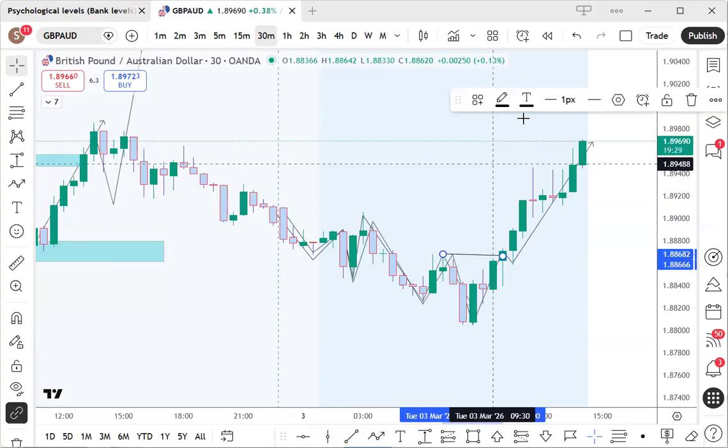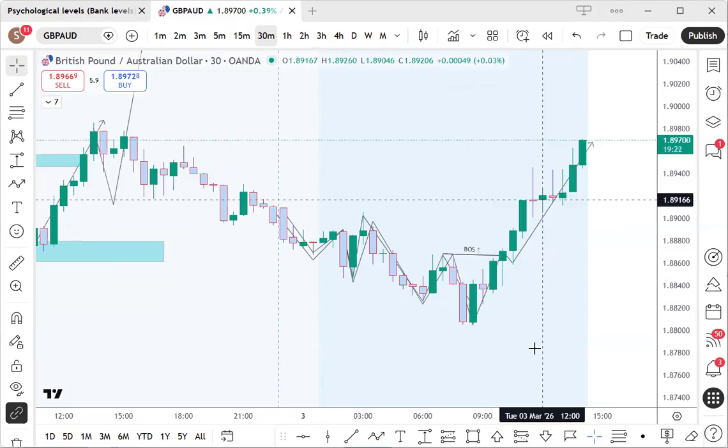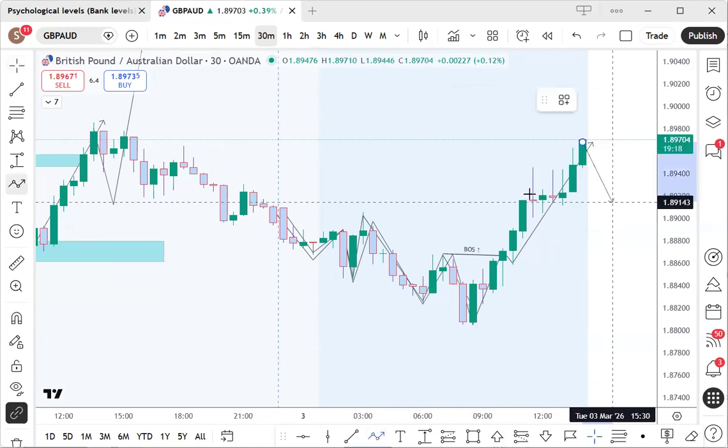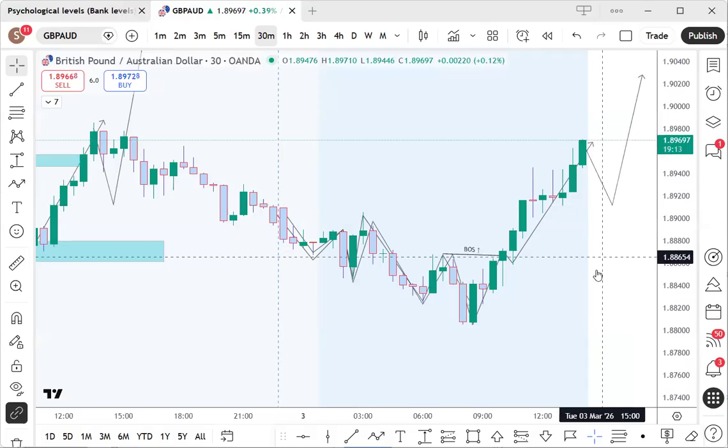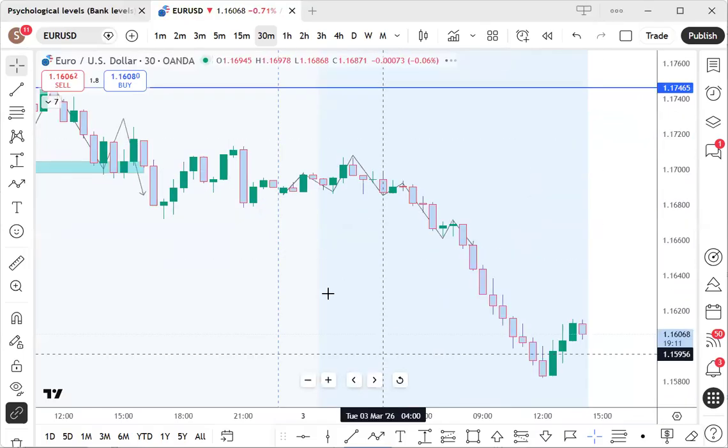And then if you want to say, okay, what should we do right now? We want to wait for a pullback. We want to see a pullback, possibly to this zone here, and then a continuation upwards. Okay. Let's look at the next one.